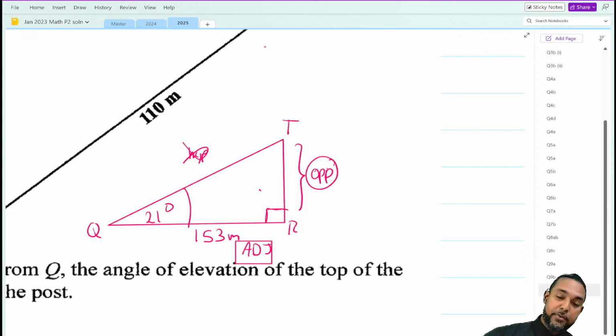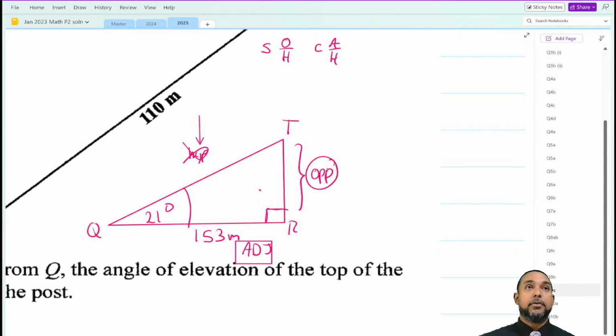Right. So sine, if it was sine, that would be opposite over hypotenuse. But that's not what we're doing. Because look, we aren't looking for, nor do we have the hypotenuse. Cosine is adjacent over hypotenuse, and again, we neither are looking for nor do we have the hypotenuse. So by default it's tan, right?